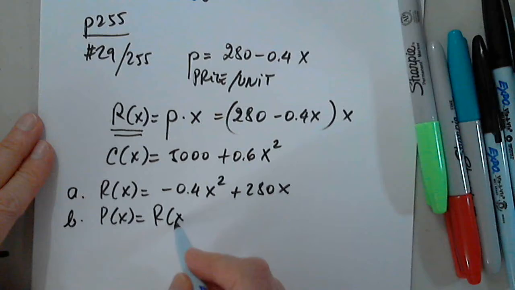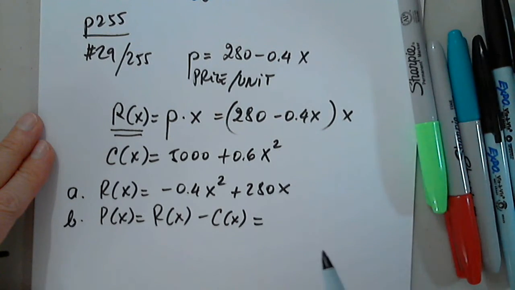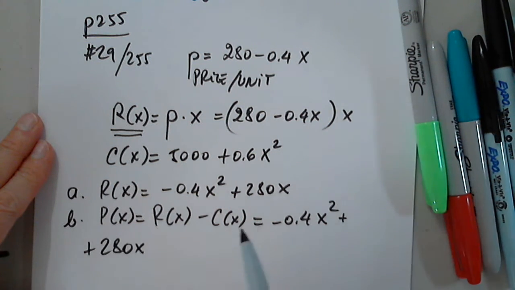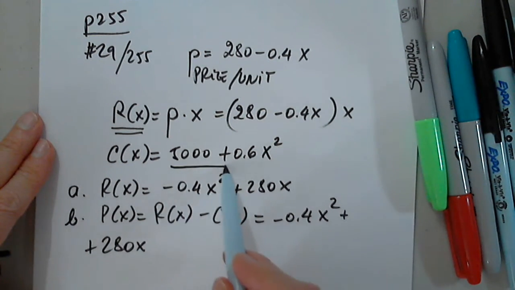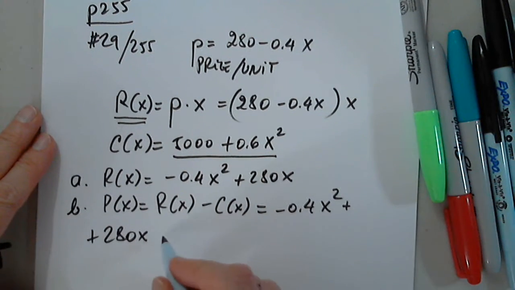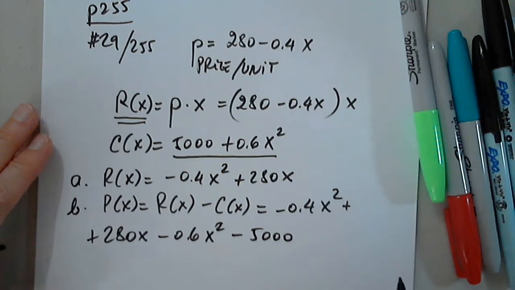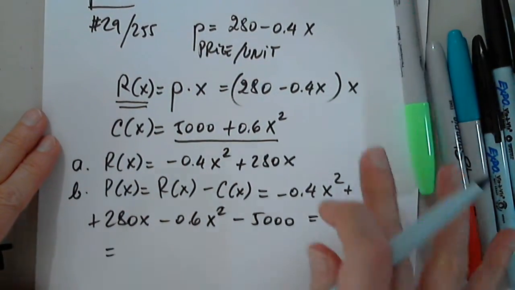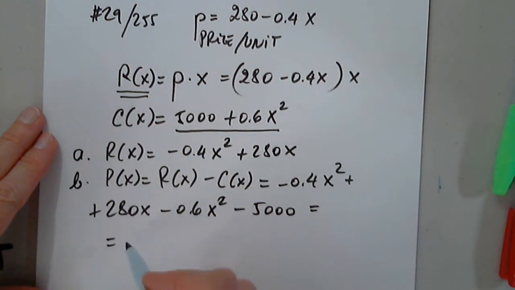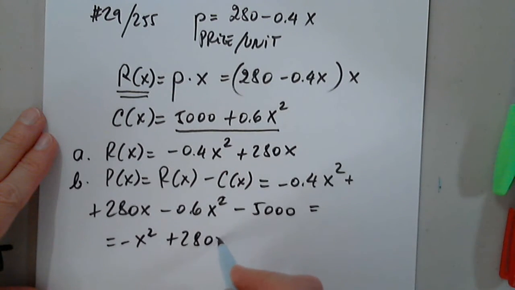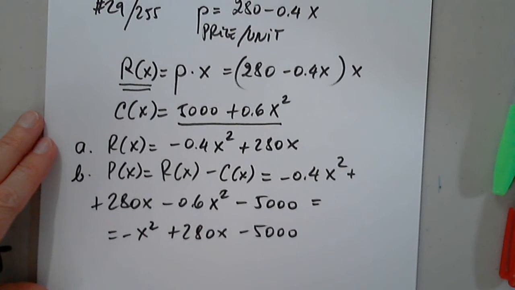So the profit will be the revenue minus the cost. Let's write it first like this, and then copy the revenue, negative 0.4x squared plus 280x. But careful, we have to subtract this: minus 0.6x squared and minus 5,000. So this with this will be negative x squared, then 280x will stay, and then minus 5,000. So that was part B.